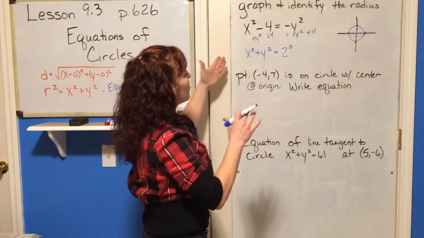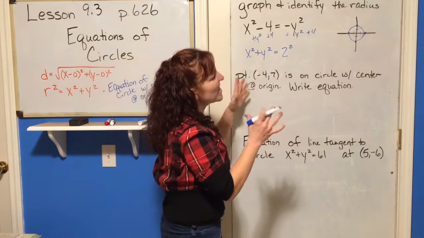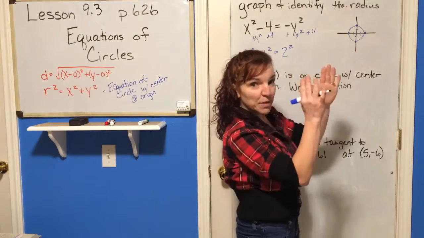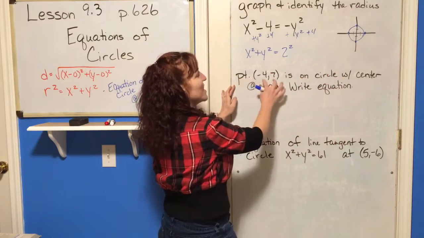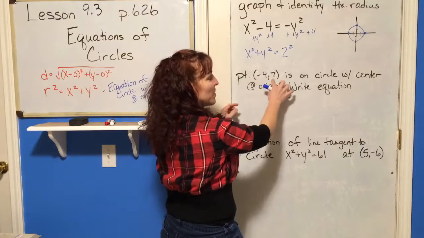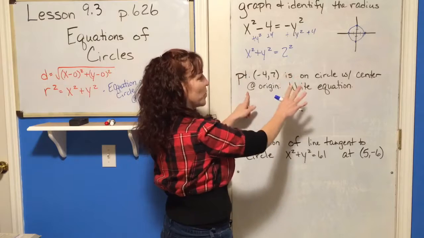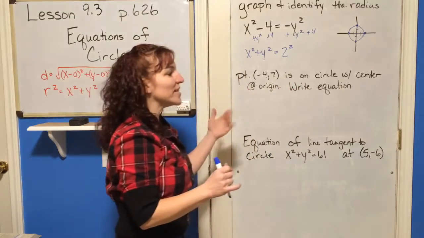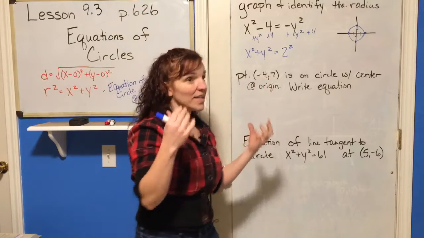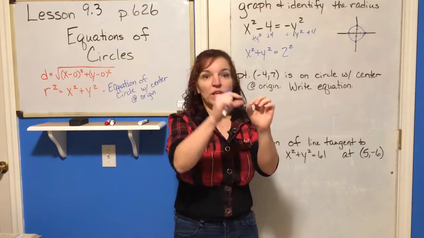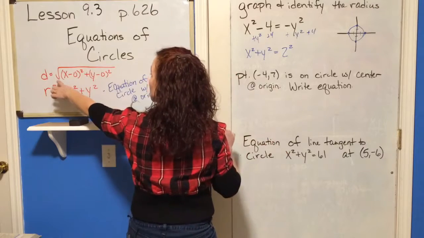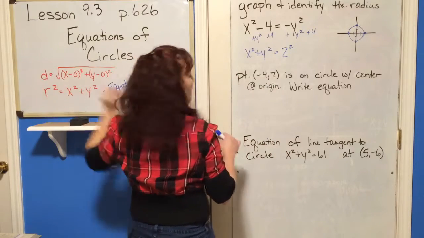So now, it's not always so cut and dried. Here's your point on the x-axis, that must be your radius. If I'm given a point that's not on either the x or the y-axis, say the point -4, 7, and it's on a circle with the center at the origin, and I want you to write an equation. Well, in this case, the radius is going to be the distance from the center to anywhere on the edge of that circle. So we can go back to this distance formula, and the distance is the same as the radius.